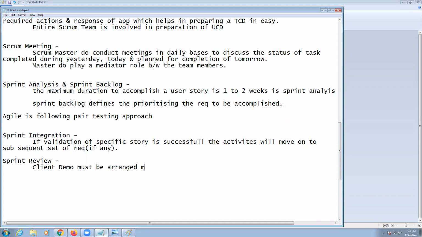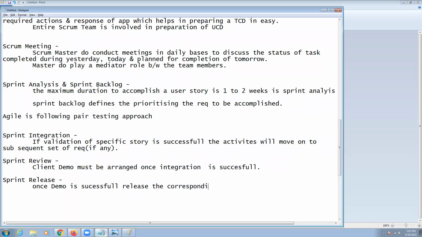Arranged. Once integration is successful, and once the demo is successful, release the corresponding user story. Right? Release the corresponding user story. Once it is released, sir, sorry.